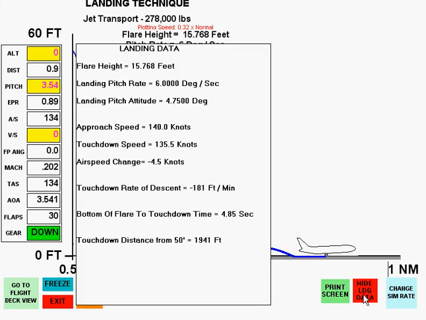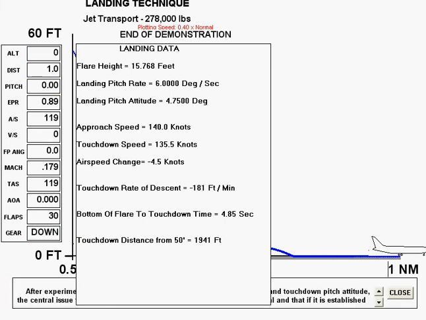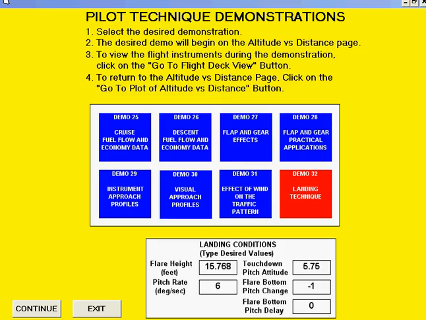Note that the float distance has been reduced from 860 feet to less than 390 feet. In this demonstration, we will reduce the pitch attitude by 1 degree immediately upon reaching the target pitch attitude. This results in a touchdown distance that is 325 feet shorter than the perfect landing profile, with a touchdown rate of descent of only 210 feet per minute.